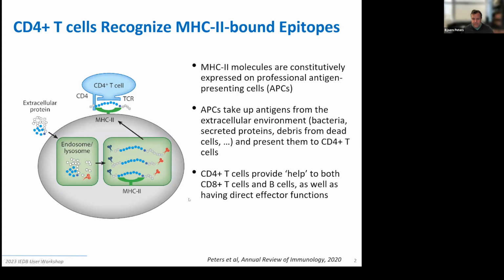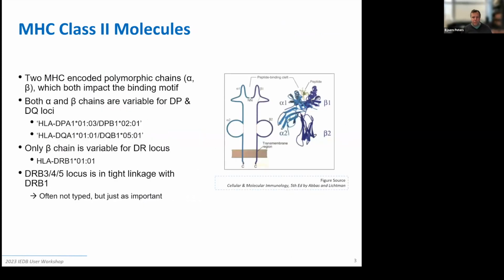And in addition, and that has been more recently appreciated, they also have direct effector functions. There are cytotoxic CD4 T cells that can directly kill. Lots of them make cytokines that are really important directly, without any kind of helper function, to have a role.